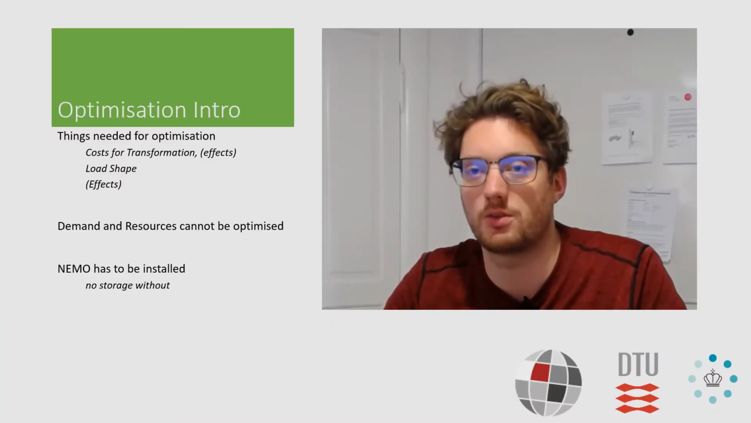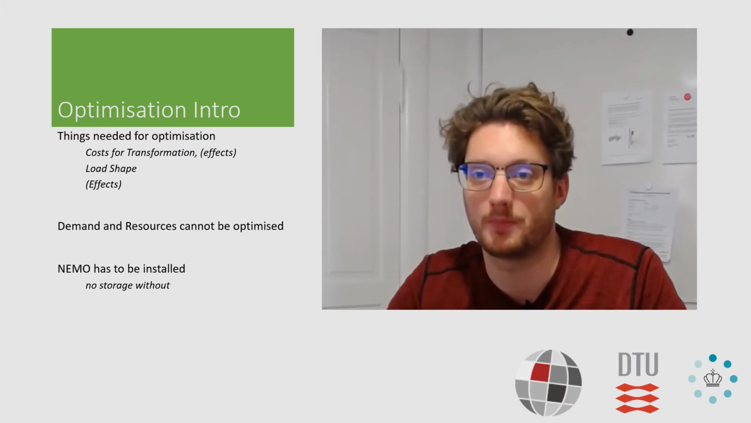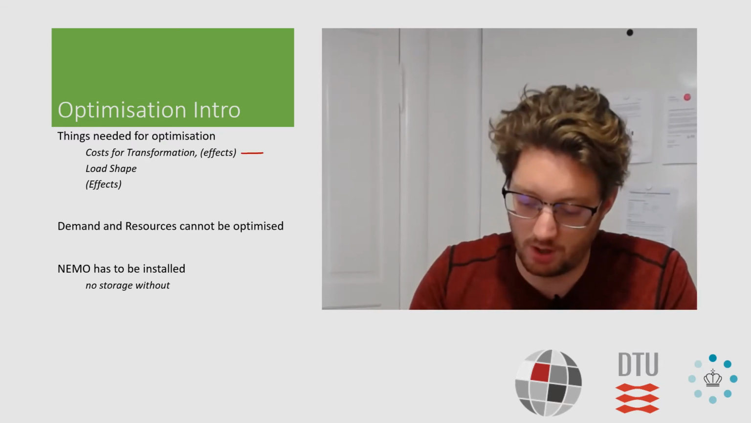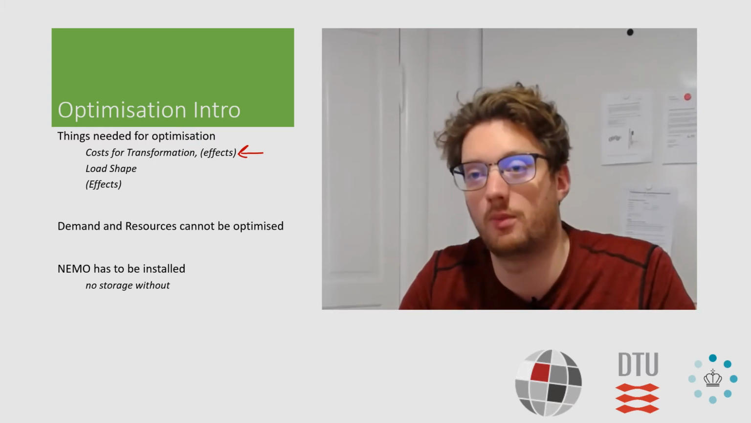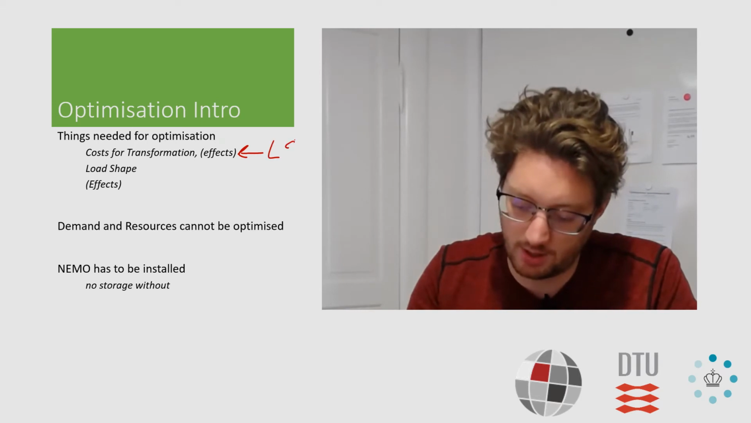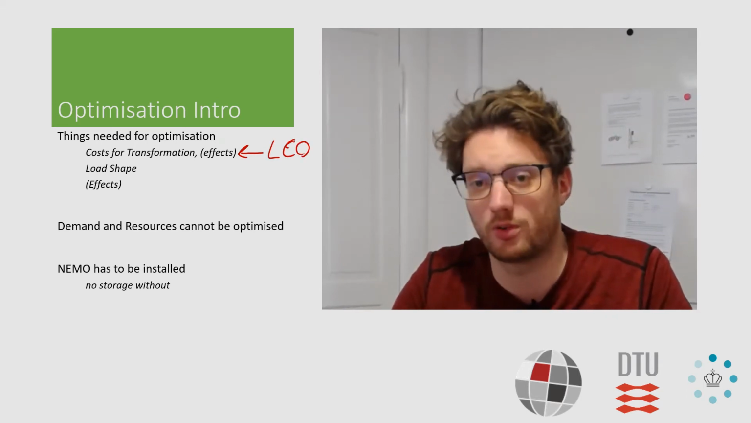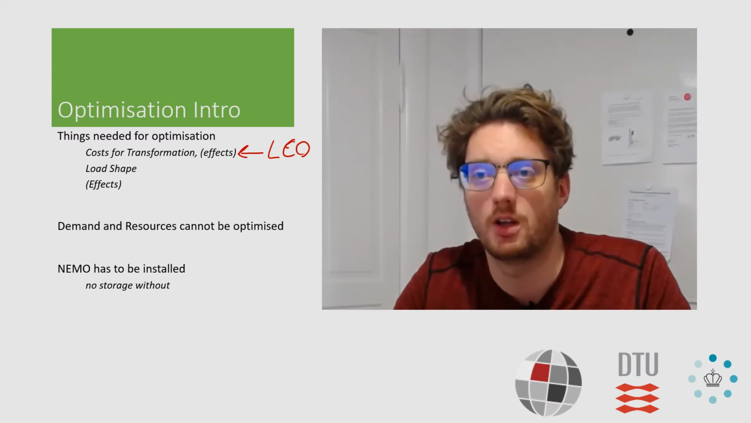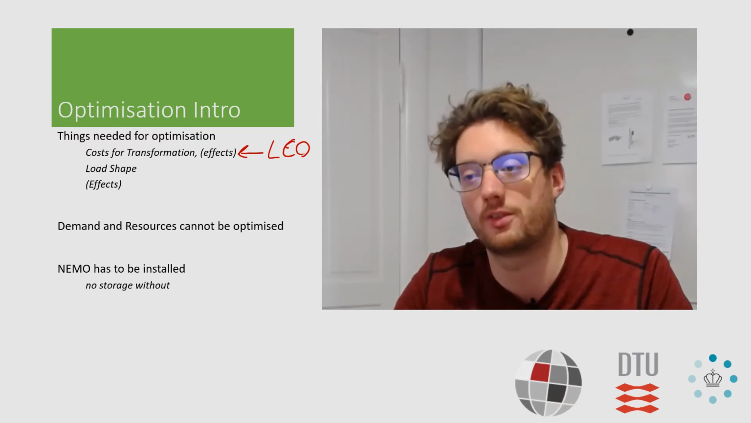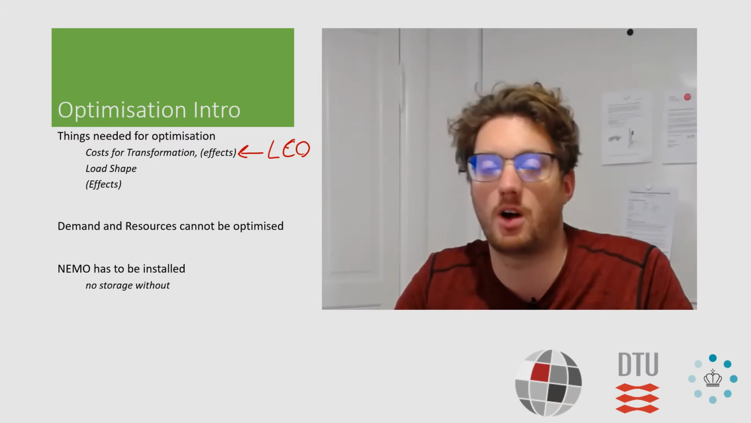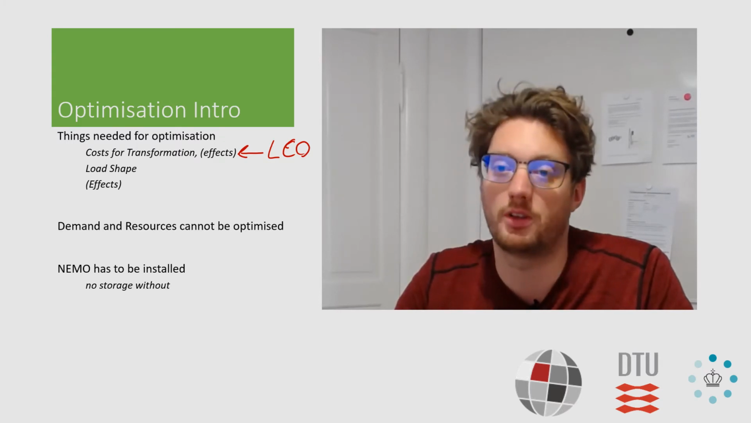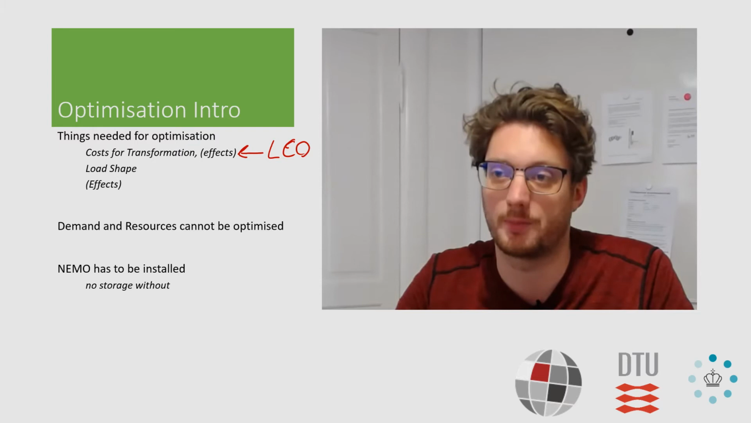So just a quick introduction to optimization. In Leap, we need a few things to be able to do optimization. Of course, we need to have cost of transformation, because the model does a least cost optimization. This is similar to most other energy supply models. Therefore we need to have both fixed and variable cost, as well as CapEx cost for our different technologies. These should be for all technologies in all of the scenarios that we optimize for. There is no way around it.